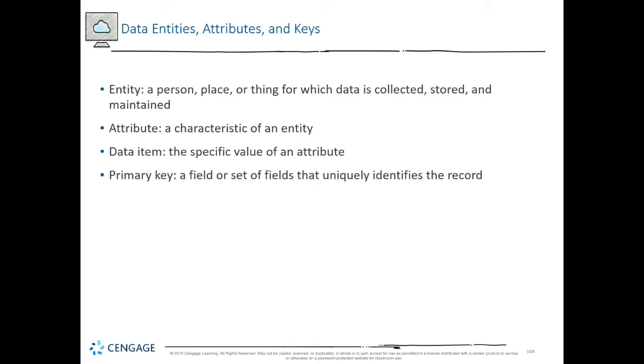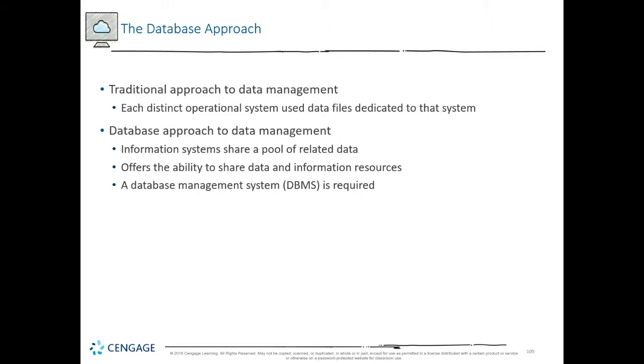Data entities, attributes, and keys. Entity: a person, place, or thing for which data is collected, stored, and maintained. Attribute: a characteristic of an entity. Data item: the specific value of an attribute. Primary key: a field or set of fields that uniquely identifies the record.